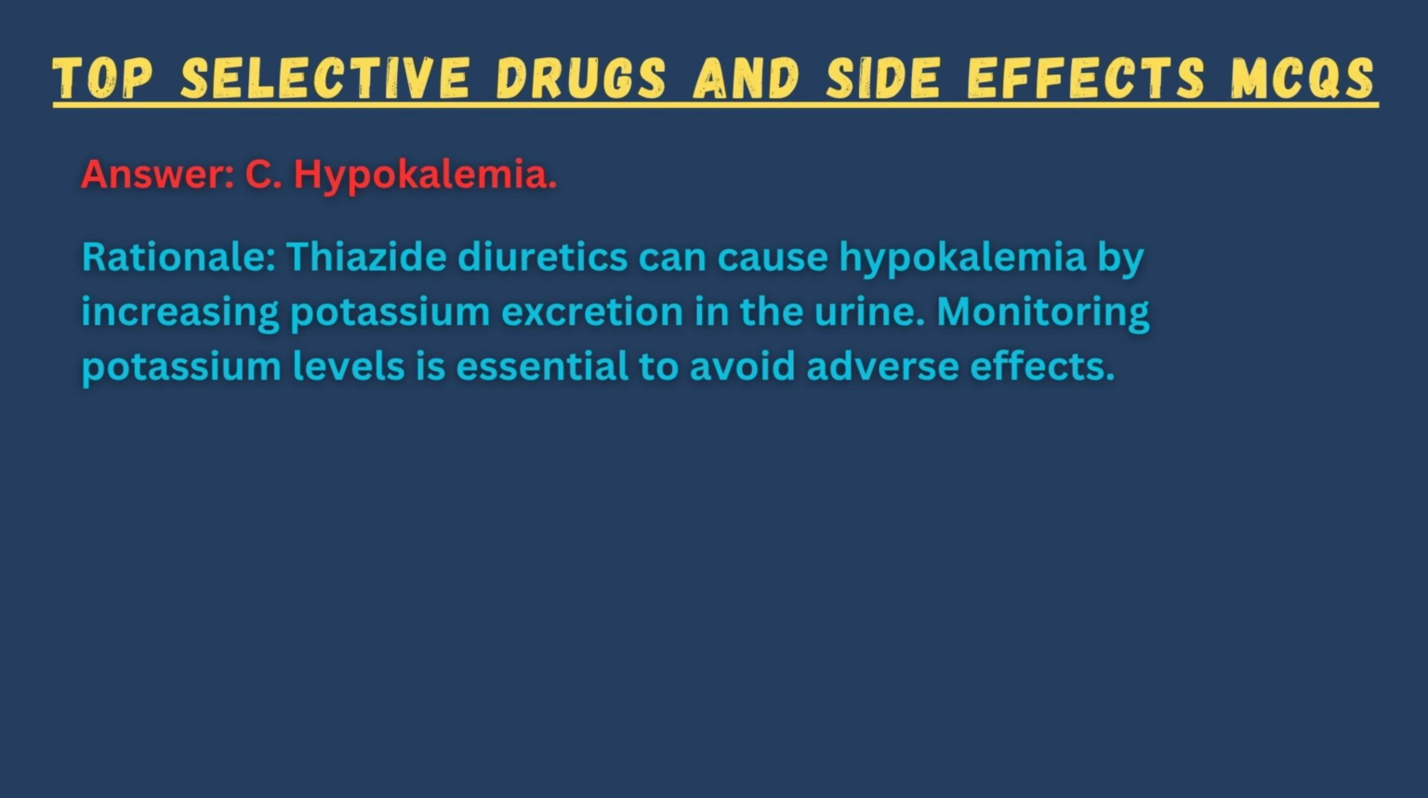Answer. C. Hypokalemia. Rationale. Thiazide diuretics can cause hypokalemia by increasing potassium excretion in the urine. Monitoring potassium levels is essential to avoid adverse effects.